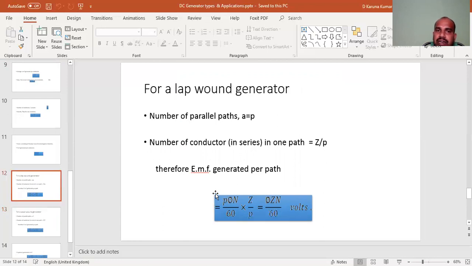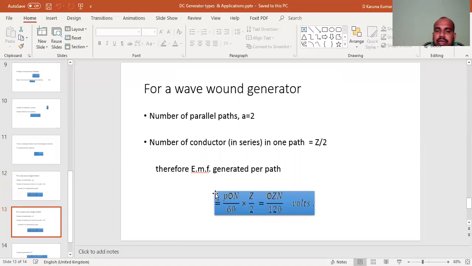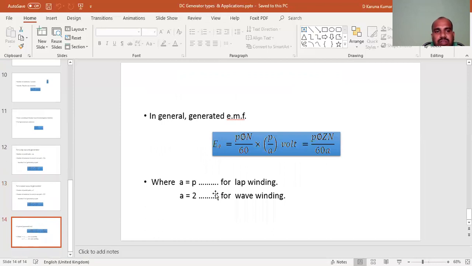Because in lap winding the number of parallel paths A equals the number of poles P, but in wave winding A is equal to 2. So finally, the EMF generated in a DC generator is equal to phi P N by 60 into Z by A. Here A equals P for lap winding, and A equals 2 for wave winding. There are two types of windings in generators: lap winding and wave winding. Okay, thank you.